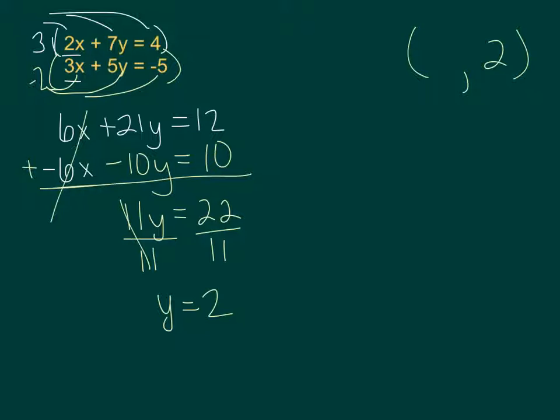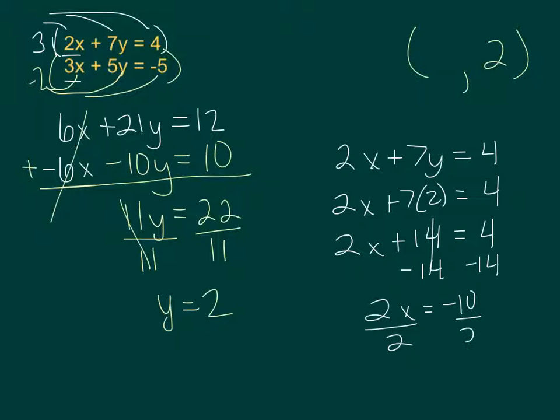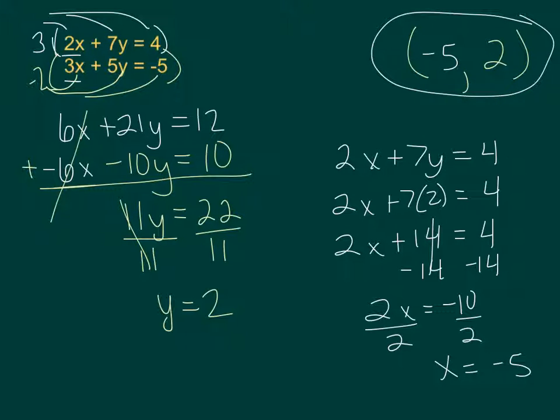Last step is to go back and pick one of my equations. I'm going to pick the first one and plug in 2 for y and solve. And x equals -5. So in my solution, the x-coordinate is -5 and the y is 2.